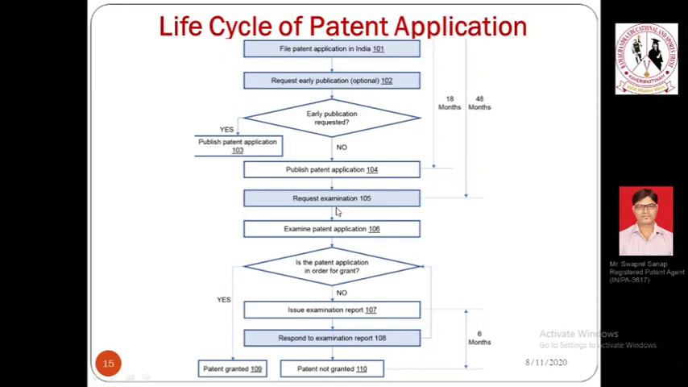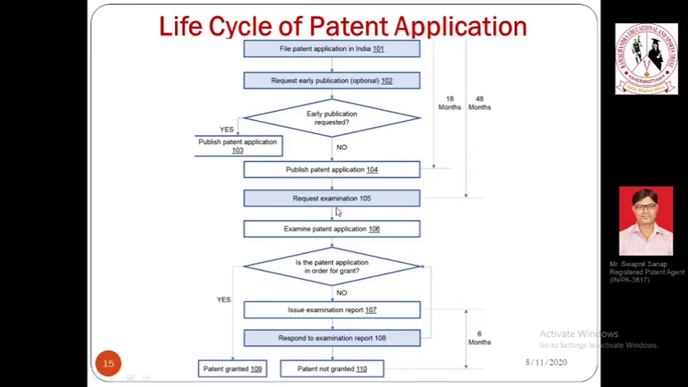So from the date of filing of the provisional application, after 18 months, this patent application automatically gets published. That means you have already filed a complete application in those 12 months, and after 6 months from those 12 months, your application, which is a complete application, would be published.